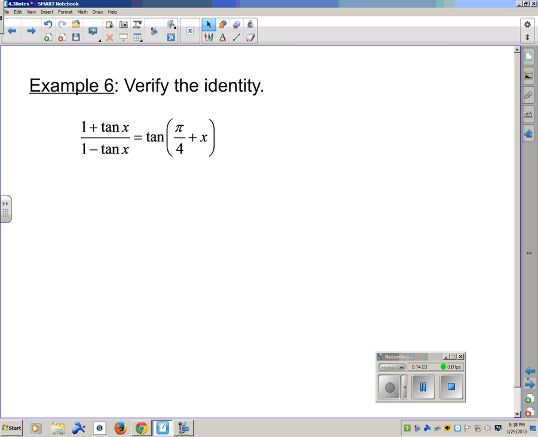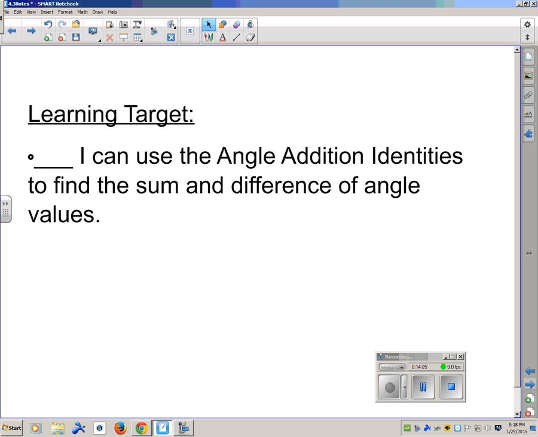All right, so our goal here was that we could use the angle addition identities to find the sum and difference of angle values.